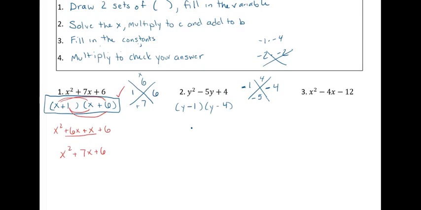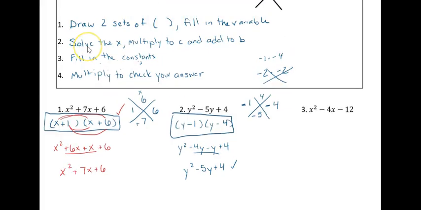Let's distribute that back out and double check. y times y is y squared. y times -4 is -4y. -1 times y is -y. -1 times -4 is +4. Combine my like terms, I have y squared minus 5y plus 4, which is my original problem. Check. So that is my final answer. What I want you to do is pause here and try number 3 on your own.